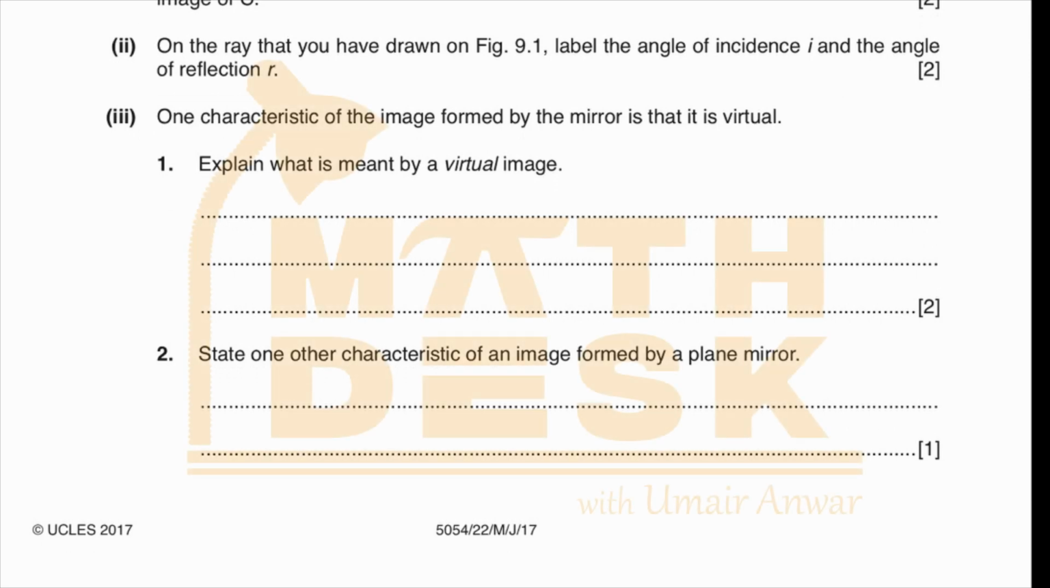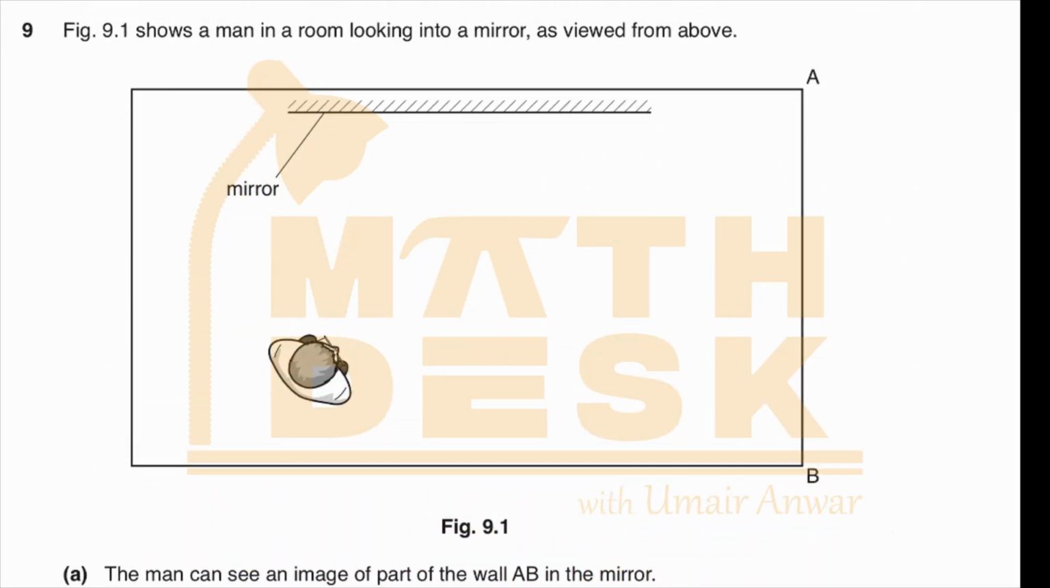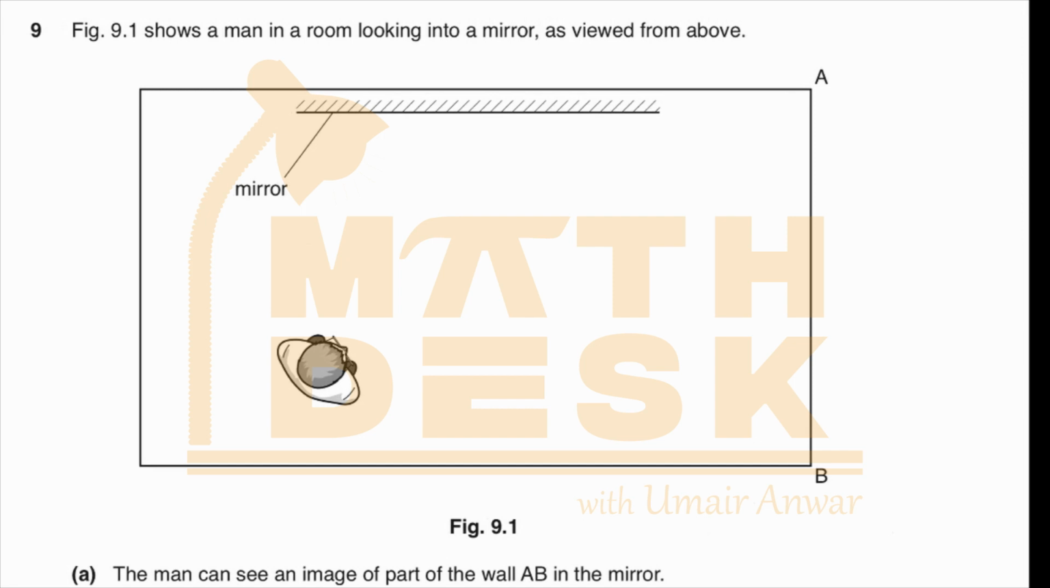Welcome to this tutorial. I'm solving question number 9 of May-June exam series of 2017, and this question is taken from paper 2-2 of GCSE O Level Physics. The question says figure 9.1 shows a man in a room looking into a mirror as viewed from above.